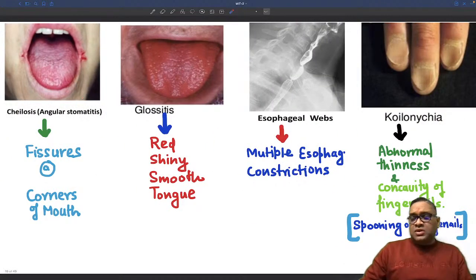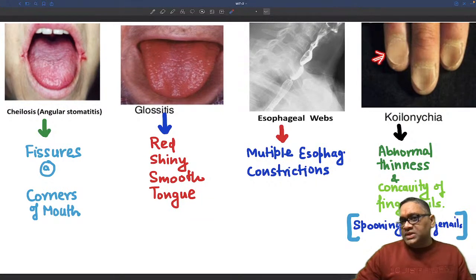See, in this there was an option of iron deficiency anemia, and there was a question in your exam from this area. This was the latest FMG question. The examiner had asked what treatment you should give to this patient, right?